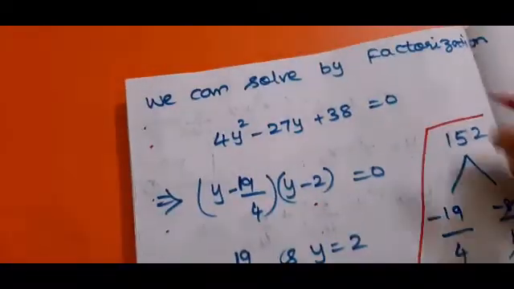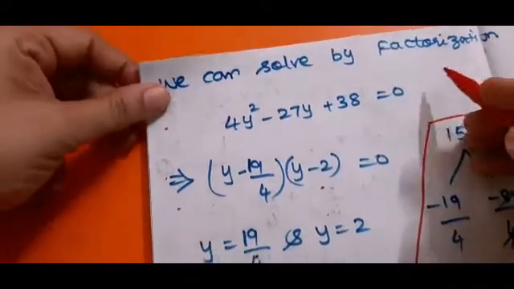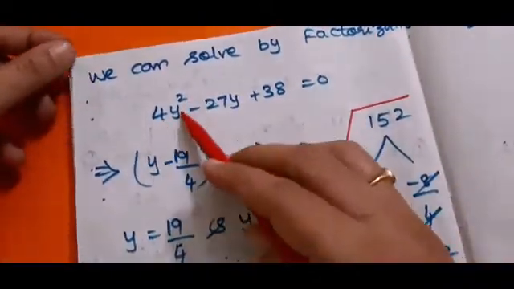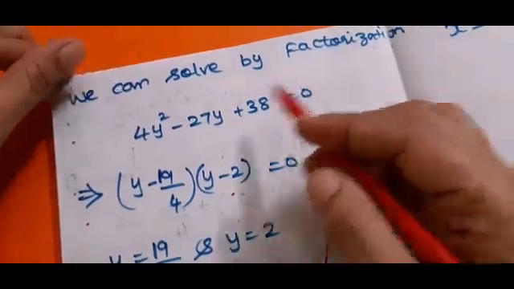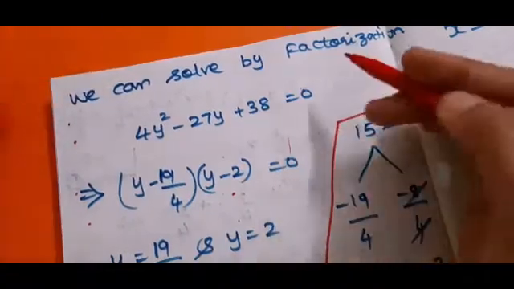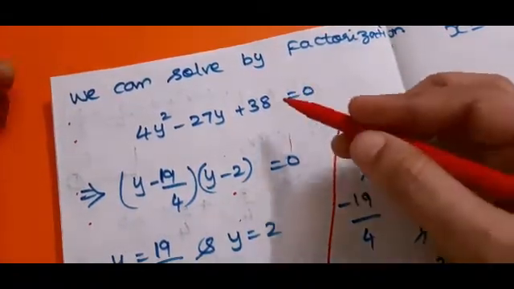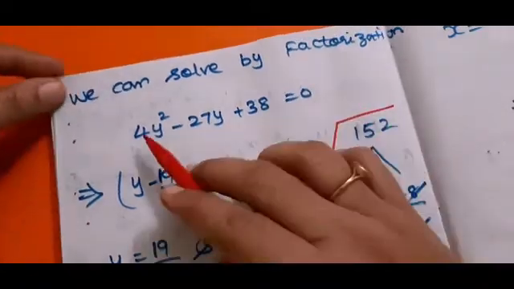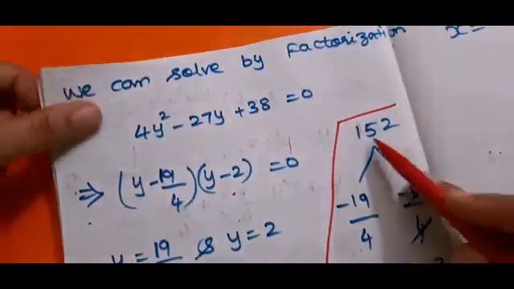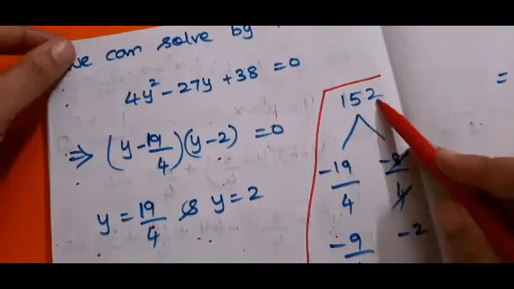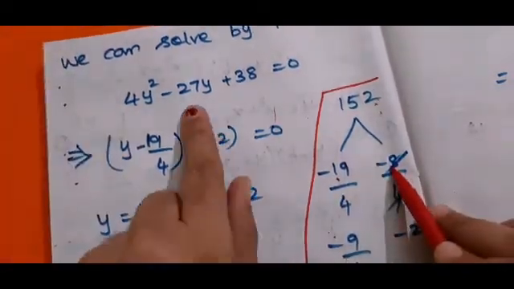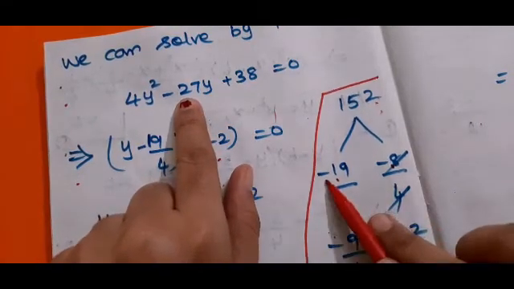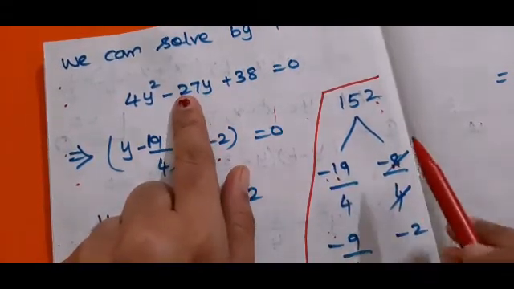Therefore, we can solve the equation by factorization. That is 4y square minus 27y plus 38. If you don't know how to factorize this bigger number, you can use the formula also. You will get the same answer. So, 38 into 4 is 152. This 152 can be written as minus 19 minus 8 to get minus 27.